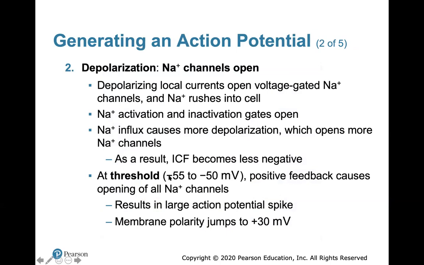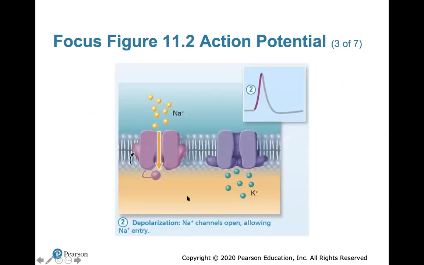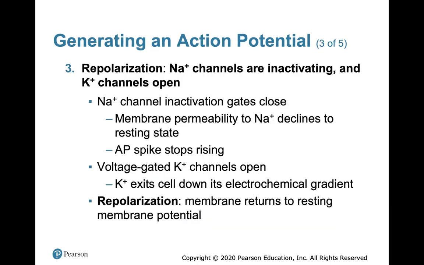At threshold, when we get to about negative 55 to 50 millivolts, we get a positive feedback mechanism that causes all the sodium channels to open, which results in a large action potential spike where the membrane polarity jumps to about positive 30 millivolts. And that is shown here with depolarization. Sodium channels open, allowing sodium to enter the cell. And this is why we get a more positive upswing in our graph, because sodium is positive and it brings a positive charge to the inside of the cell.